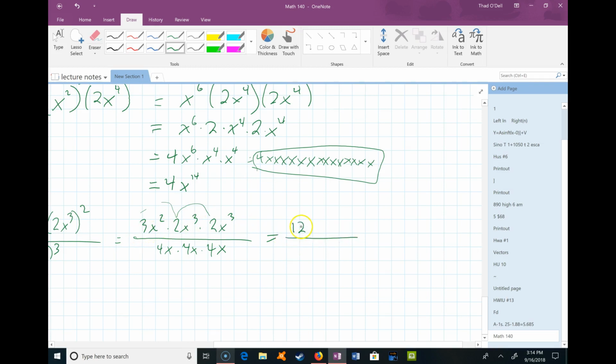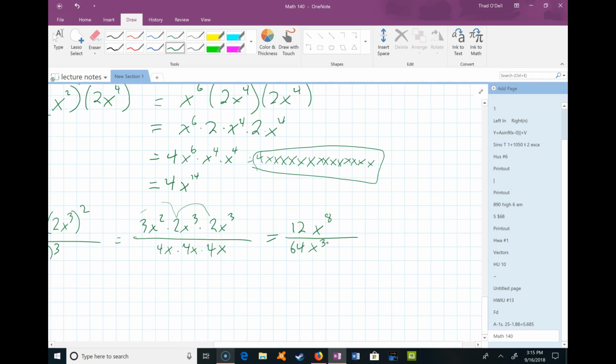And how many factors of x do I have there? Looks like 2, 3, 4, 5, 6, 7, 8. So that'd be x to the 8th. And down at the bottom, I have 4 times 4 times 4, which is 64. And then x times x times x, which is x cubed.